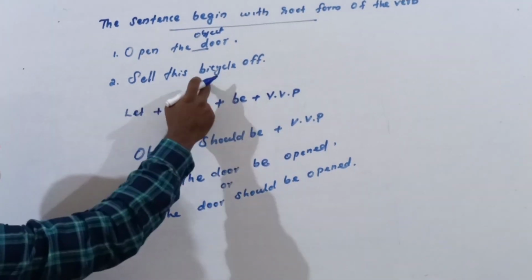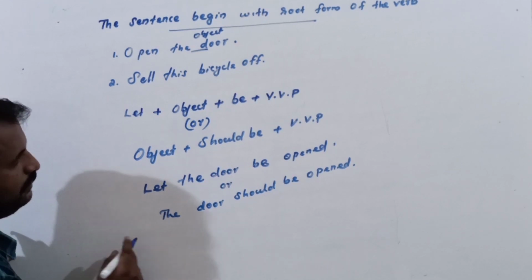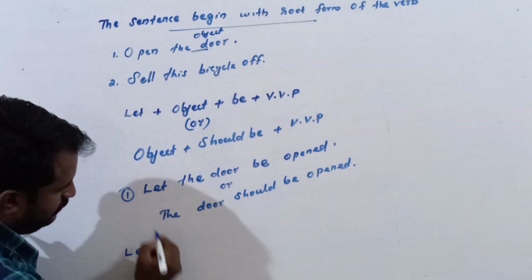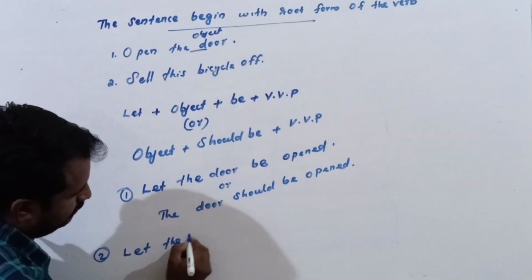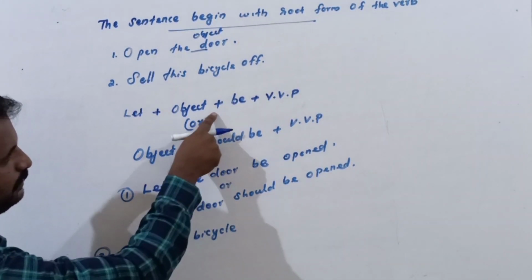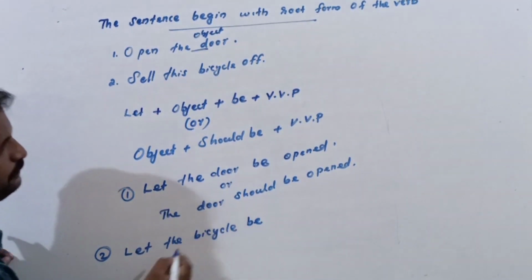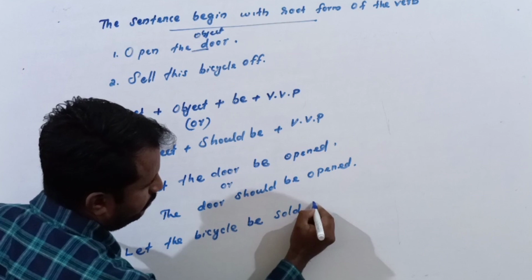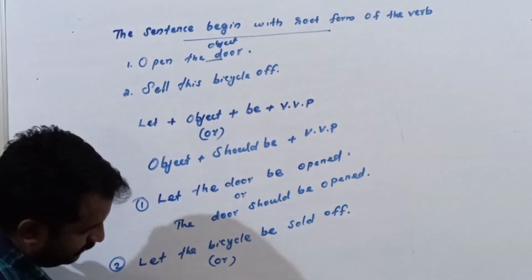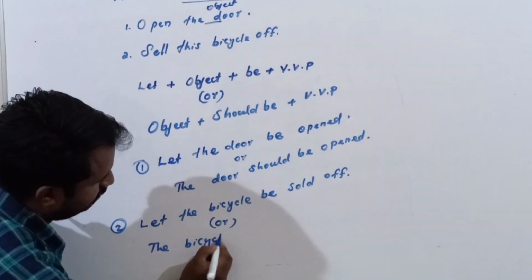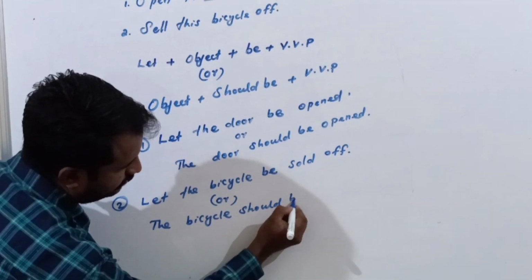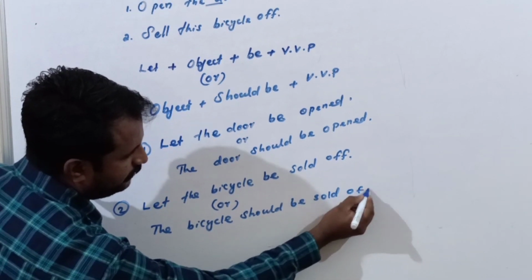So how can you write "Sell this bicycle off" then? Use the verb of let: Let the bicycle be sold off, past participle of sell. Otherwise, the bicycle should be sold off. Got it?